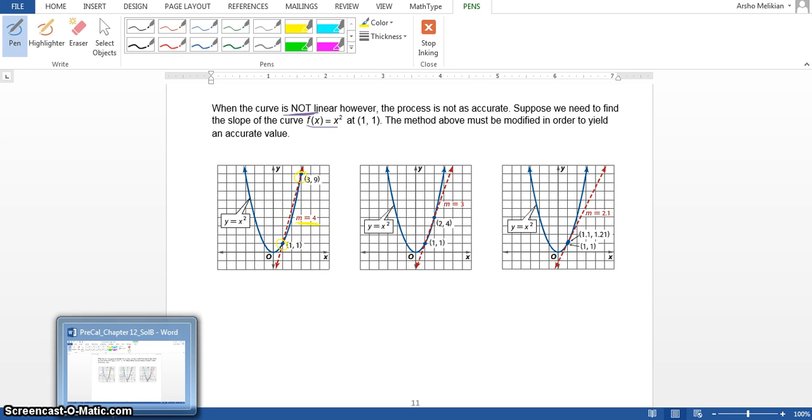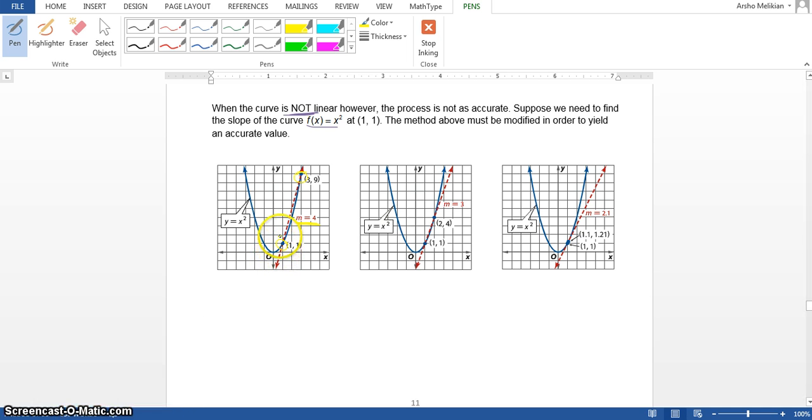Okay? But you know what? That's not really an accurate representation because the slope is changing all the time. So look at what I do here. I bring this point closer to my first one. When I bring the point closer to it, the line through them changes somewhat. And when I find the slope of that, I get a value of 3.